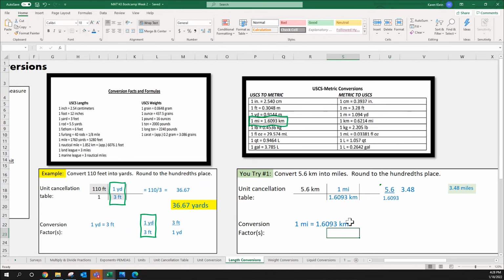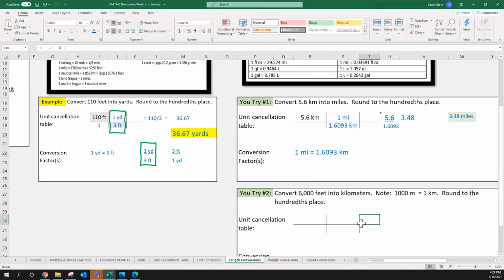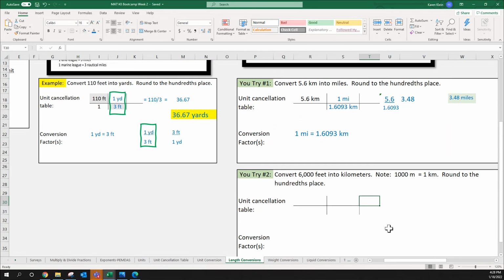All right, let's try one of these. I know we only have 2 minutes left, but let's try one that is actually going to have more than one step in converting. So here we have 6,000 feet into kilometers. So we're going to start with 6,000 feet.